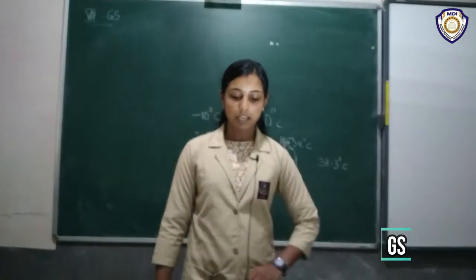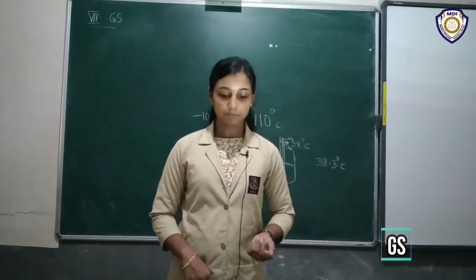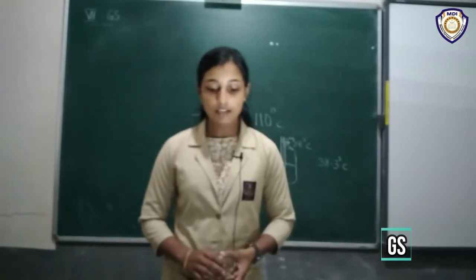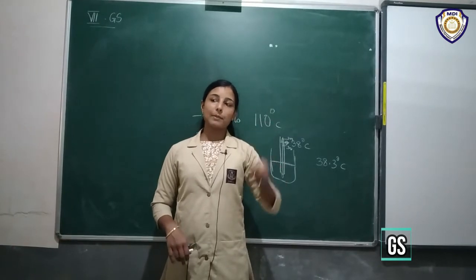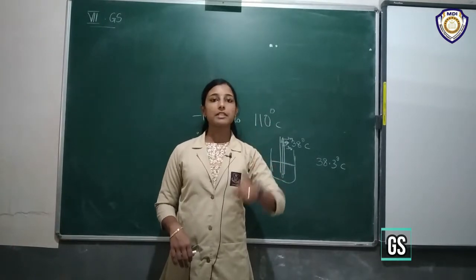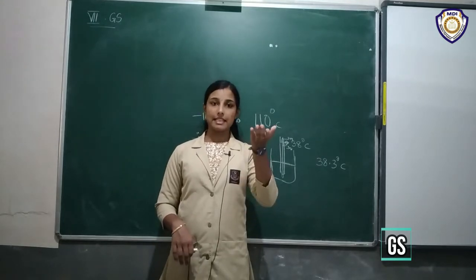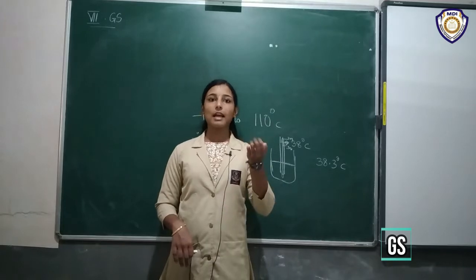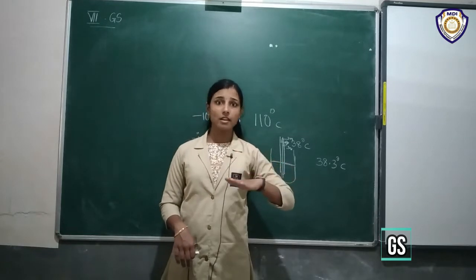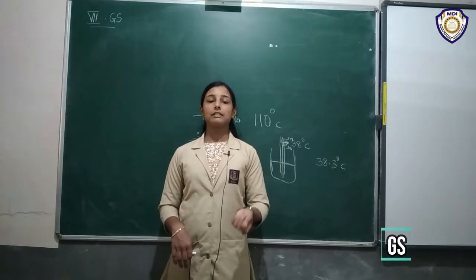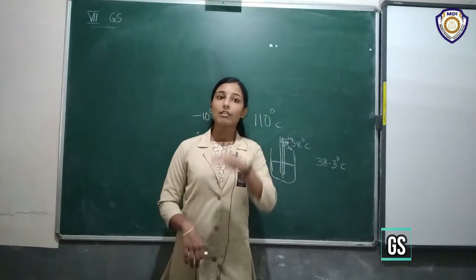After noting the reading, we will take the thermometer outside, and you can see the mercury level fall back rapidly. When you place the thermometer inside the beaker, gradually the mercury level moves upward, and it will take a steady level, that is the temperature of that water. And after noting that reading, you take the thermometer out, right? And rapidly the mercury level falls down.